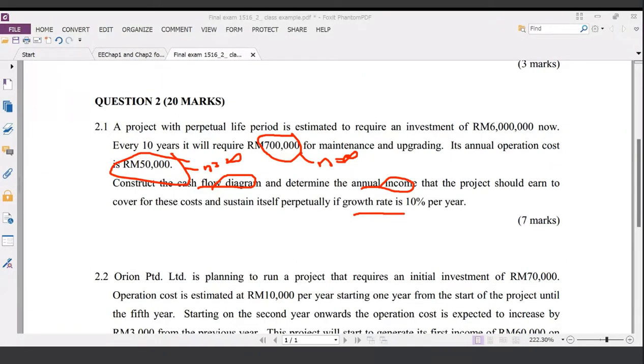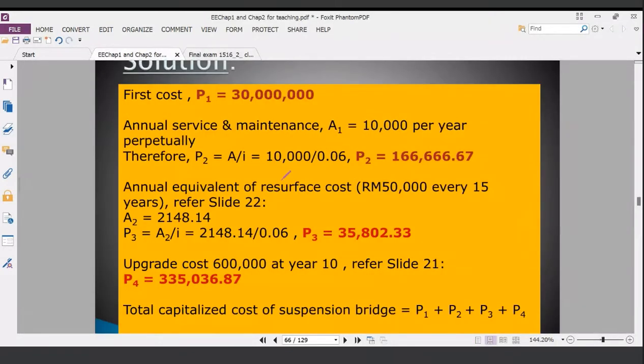So what do you actually want to determine for this problem? You want to determine the A. All right, and you need to convert this to A. So you have P, and what is the formula for A here? P equals A over I.